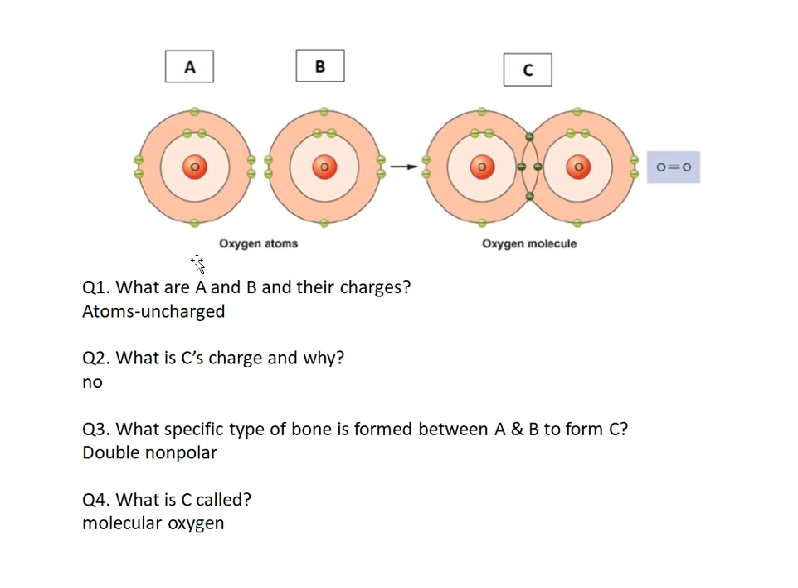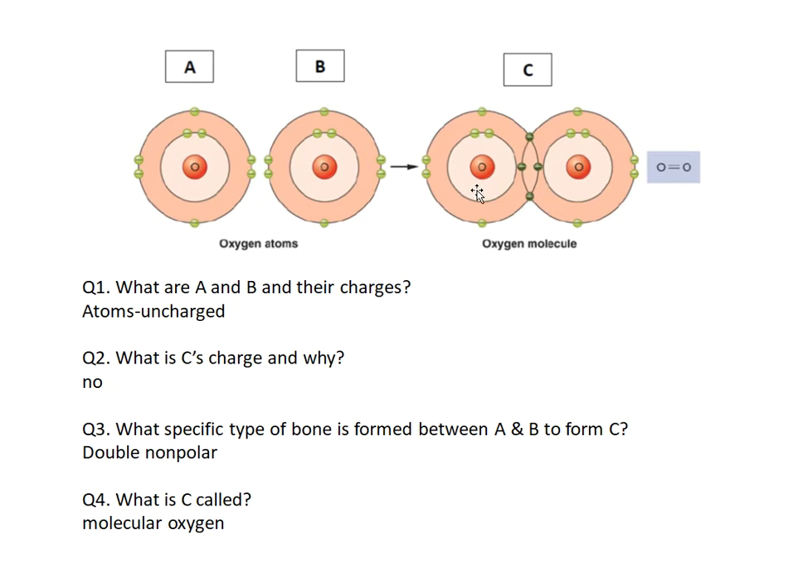Well, I don't have the charges below them in this example, but if atoms were neutral in the previous example, there's no reason to believe they wouldn't be neutral in any other example. So, atoms are what we have here, A and B, and they're uncharged. They're neutral. What is C's charge and why?